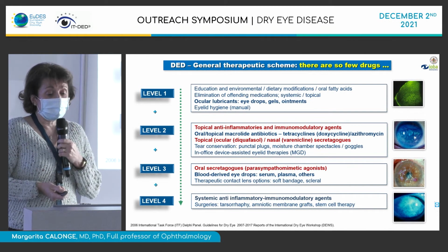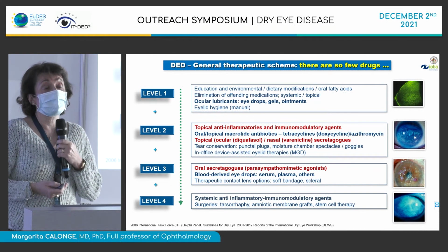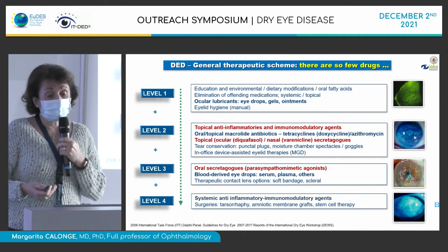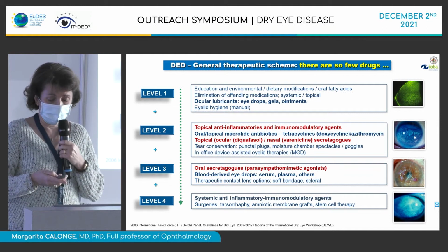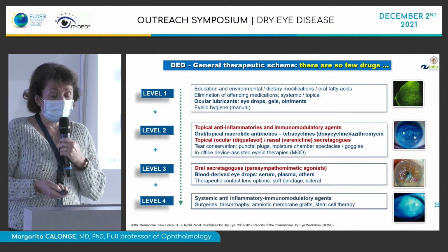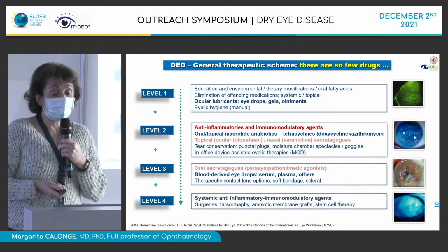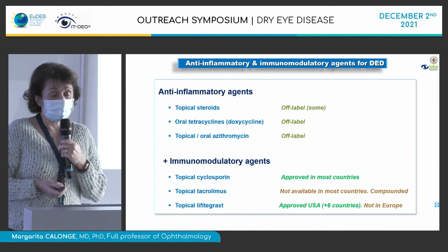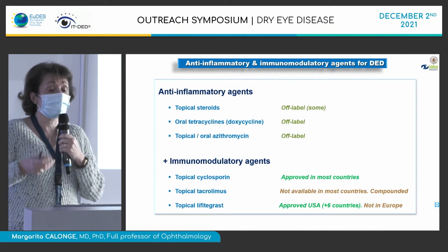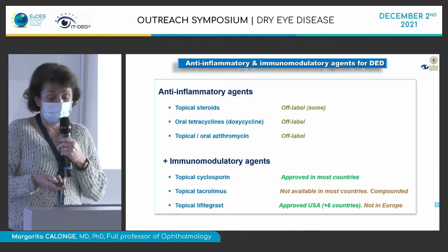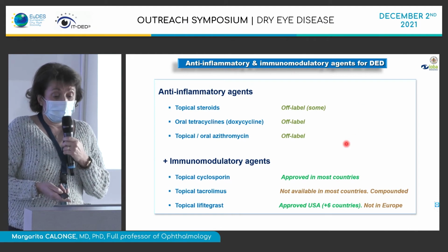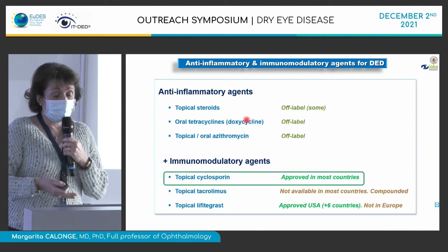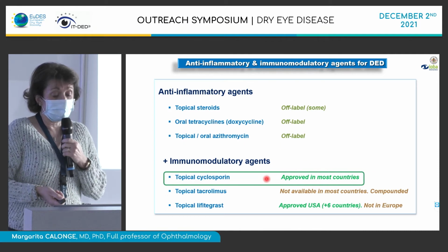If we actually select things that we know are specifically approved for dry eye, the list is shorter. And if we actually select things that can work topically, we only have anti-inflammatory and immunomodulatory agents. And we might think that we have a lot of that, but we don't. We only have steroids, and most of them are off-label, but we use them. And we actually only have here, where we are in Europe, topical cyclosporine.